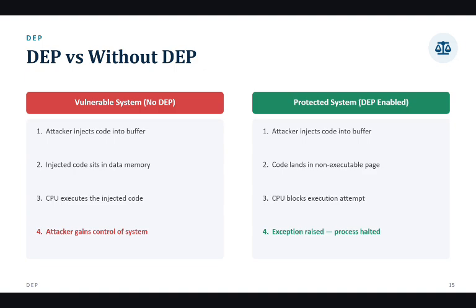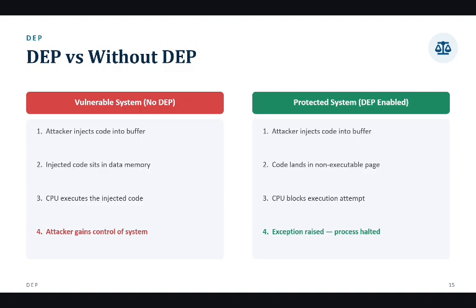Let's compare what happens with and without DEP during an actual attack attempt. On the left, without DEP, the attacker injects code into a buffer. That code sits in data memory. The CPU happily executes the injected code and the attacker gains control of the system.